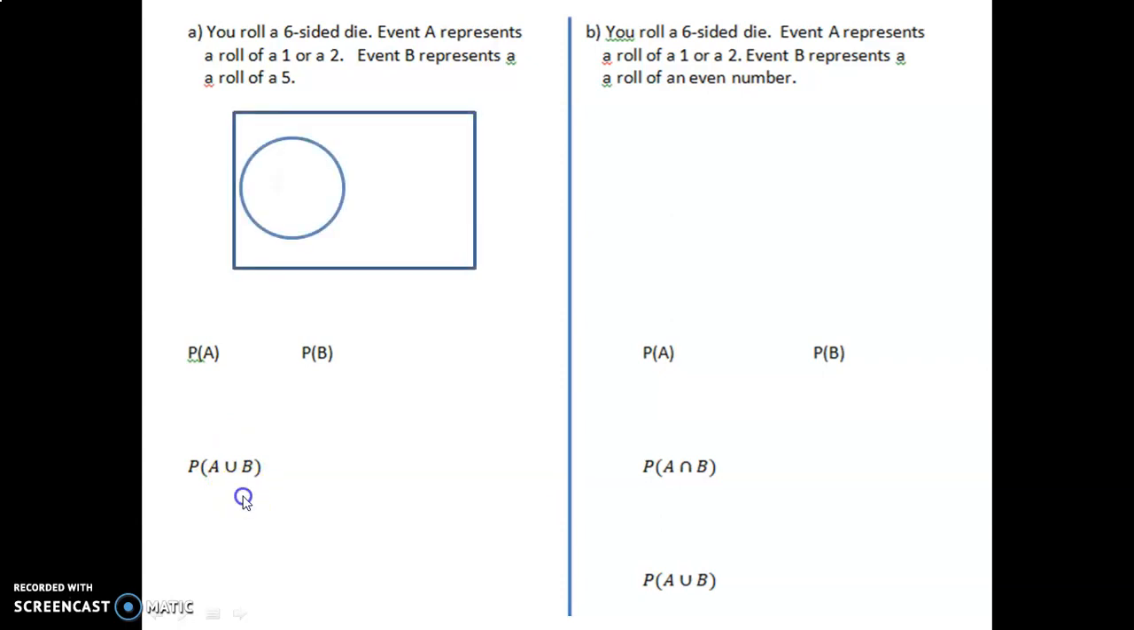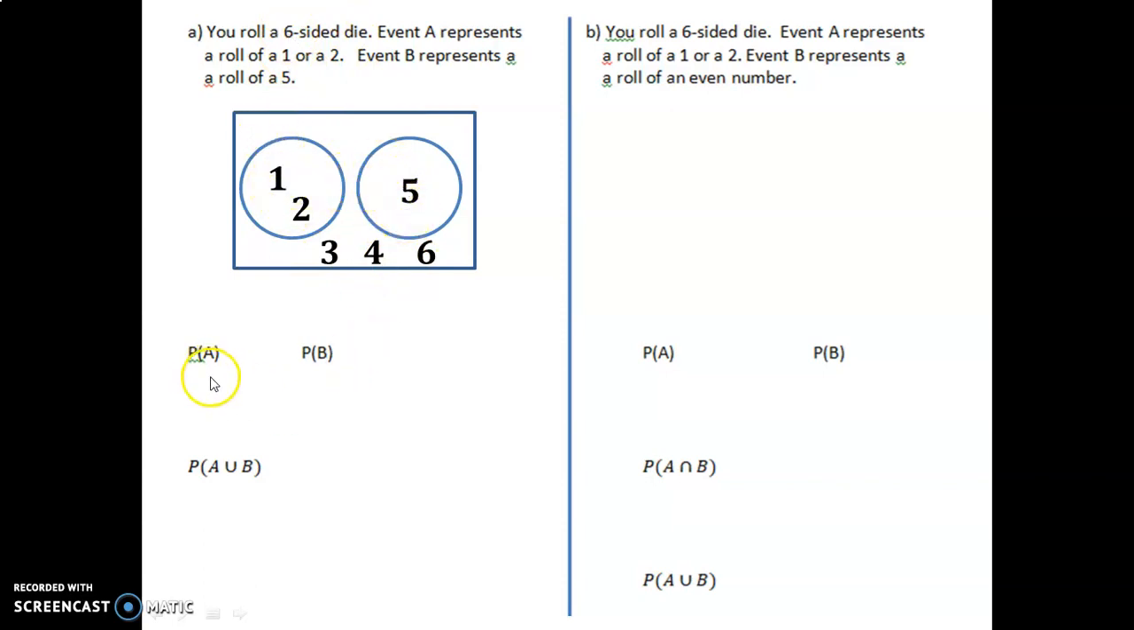Okay, I hope you set up your Venn diagram like this. Here we have the probability of rolling a 1 or a 2. Here's rolling a 5, and the other numbers are 3, 4, and 6, which we're not using here. Event A is just 1, 2, and event B is rolling a 5.